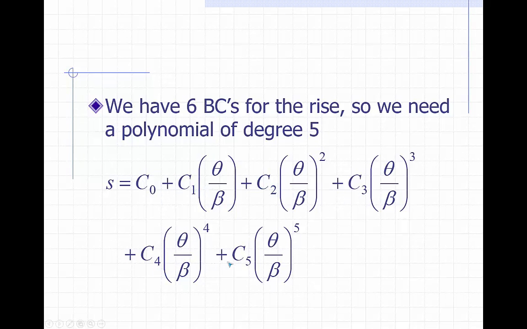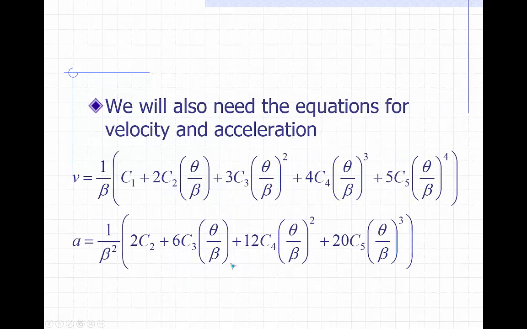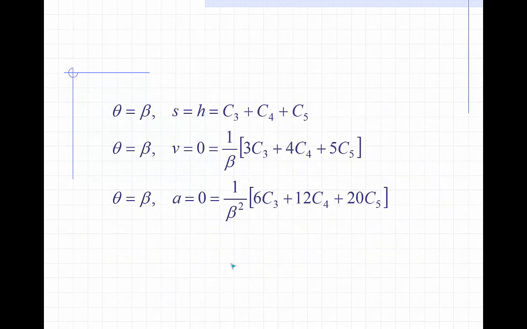We have found c0, c1, and c2 to be 0, but we still need to find c3, c4, and c5. That is done using the second row in our table. For the second row, theta is equal to beta, or beta 1 since we're focused on the rise. In that case, it is 90 degrees. Our s should be equal to h at this point in time, which means that we're going to get c3 plus c4 plus c5 for the rest of that equation. We do the same for velocity and acceleration, and we get the following equations.